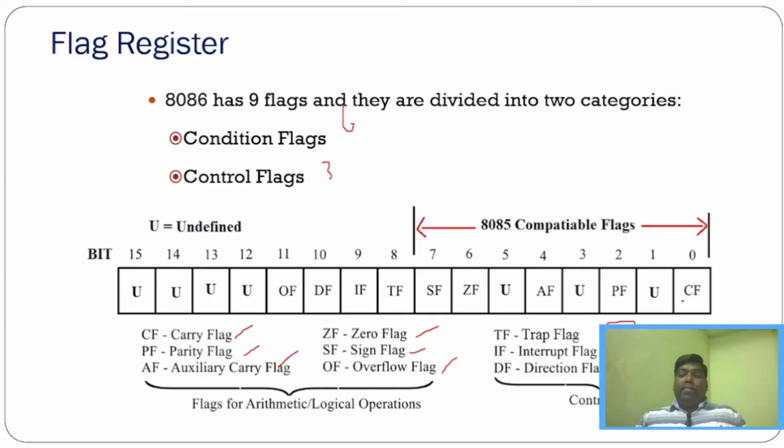Where CF, this carry flag, we already know that the carry flag will be enabled whenever there is a carry in the result. That is, after performing the arithmetic operation, if there is a carry in that particular result, then this particular flag will be enabled.